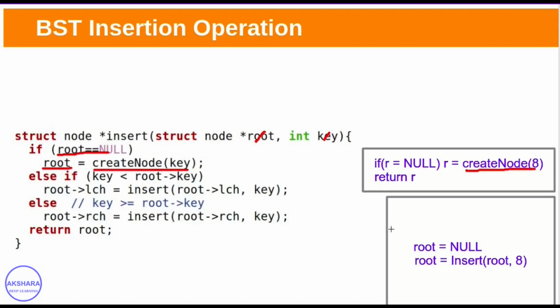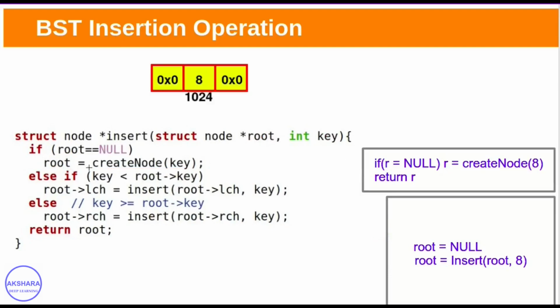Assume this is the main stack frame and this is the insert function stack frame. Instead of root, here I am using R. So this node will be created with key 8. Initially the left child and right child will be null. So this new node's address 1024 will be returned. So this function will return 1024. In main, root was null, so root will be updated with this new address.